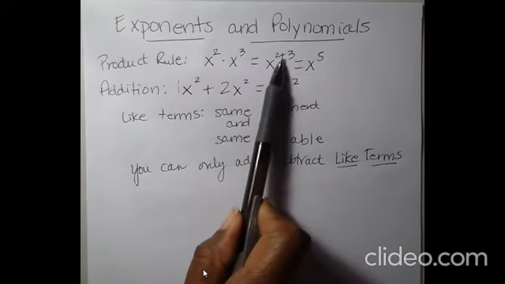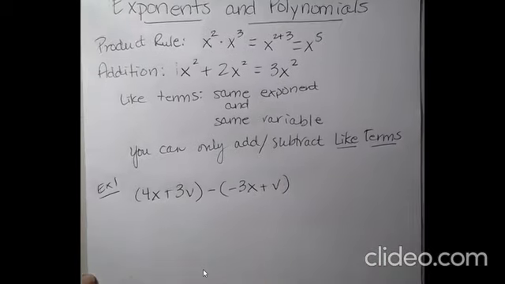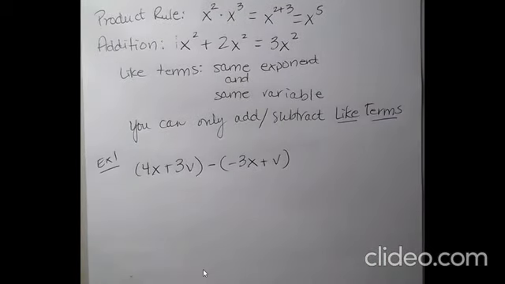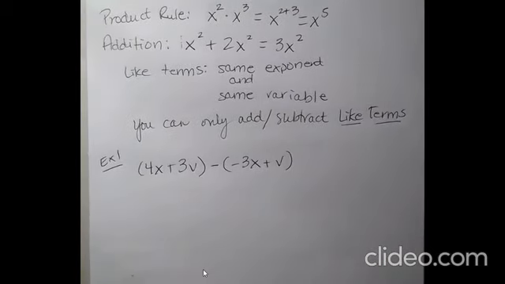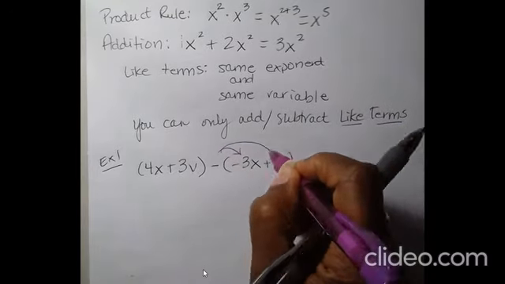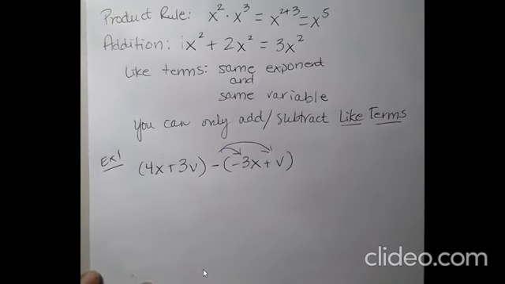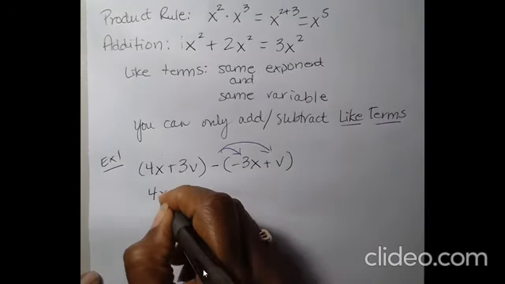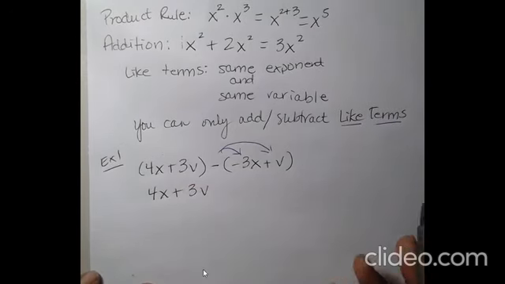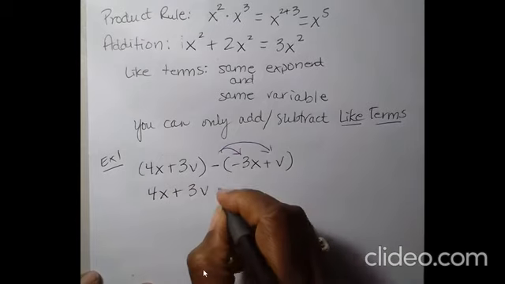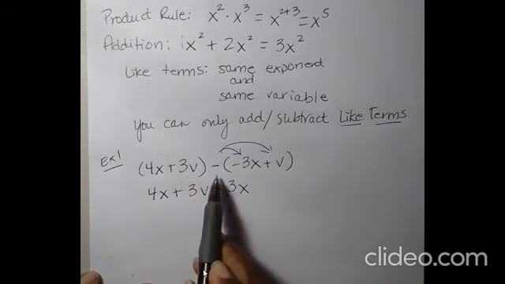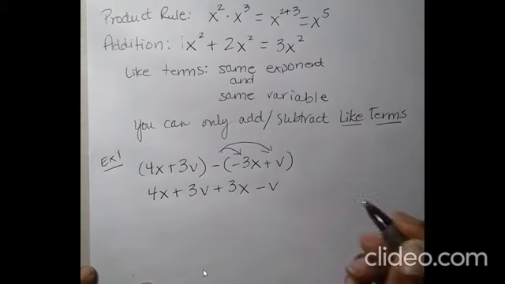So let's do some examples. Example 1 is (4x plus 3v) minus (negative 3x plus v). First we want to distribute this minus sign in the middle, so that we get the proper signage on all the terms. That way we'll know what we're working with. So the 4x plus 3v stays as it is. This is us clearing the parentheses. So the negative times negative 3x gives us a positive 3x, and negative times v is negative v.